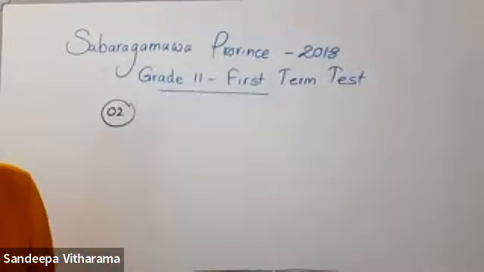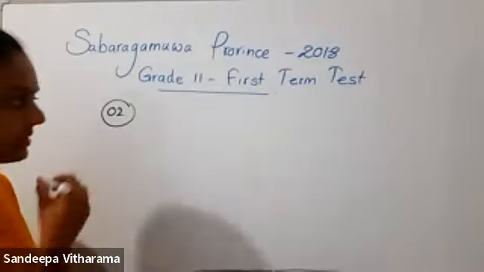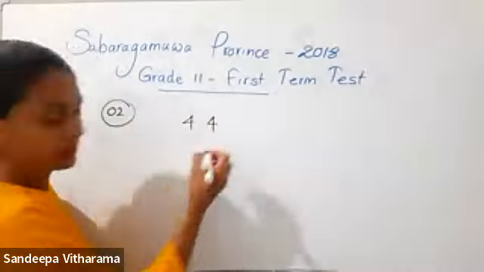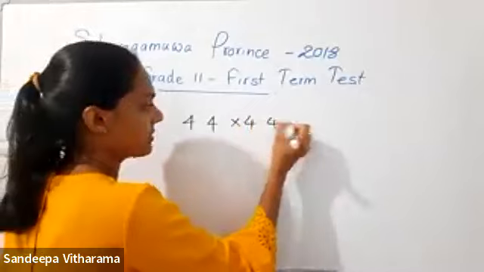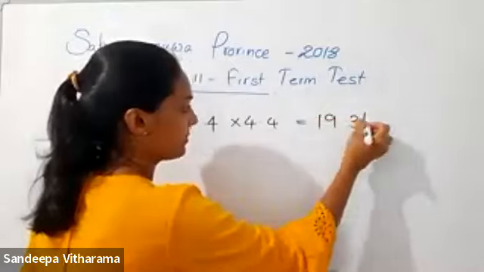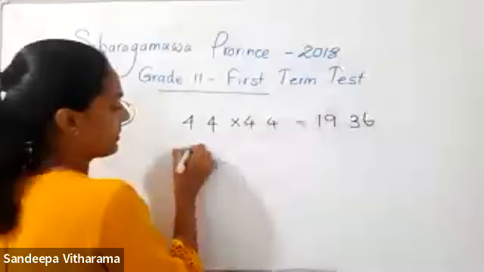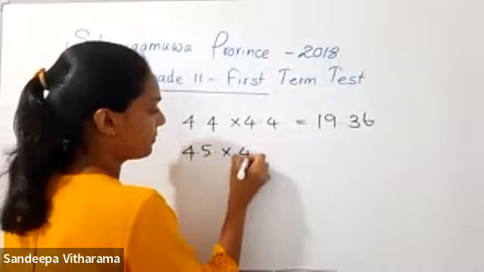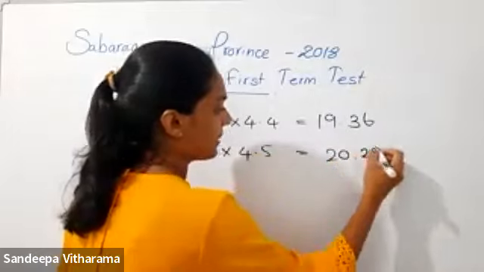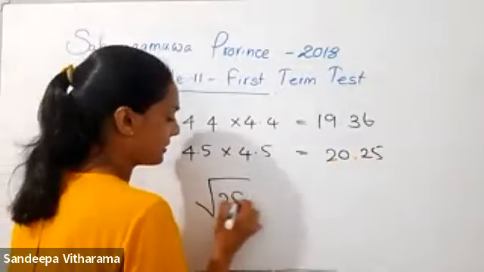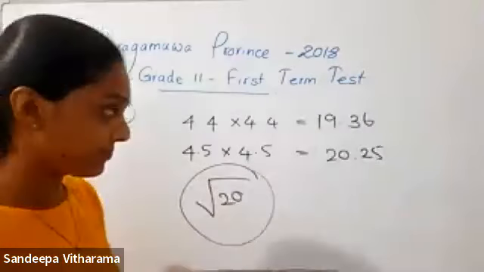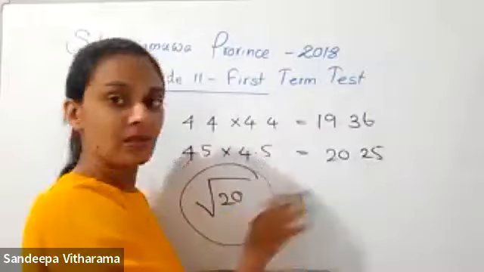Okay, the second question is based on finding the square root of a number. They have given 4.4 times 4.4 is equal to 19.36. Next is 4.5 into 4.5 is equal to 20.25. Okay, the square root of 20, this is what you have to find. Then you have to choose the closest value to 20.